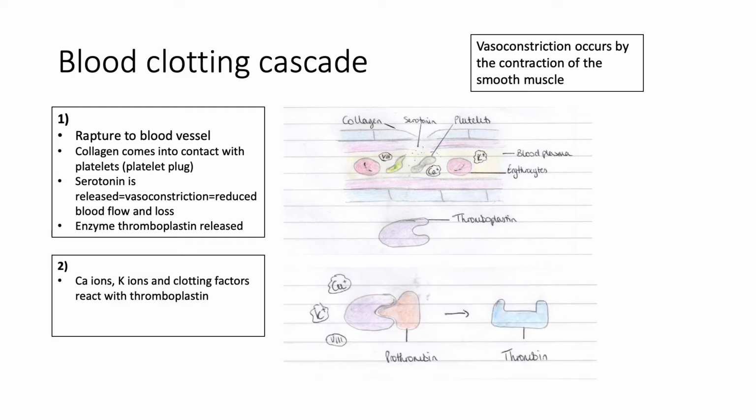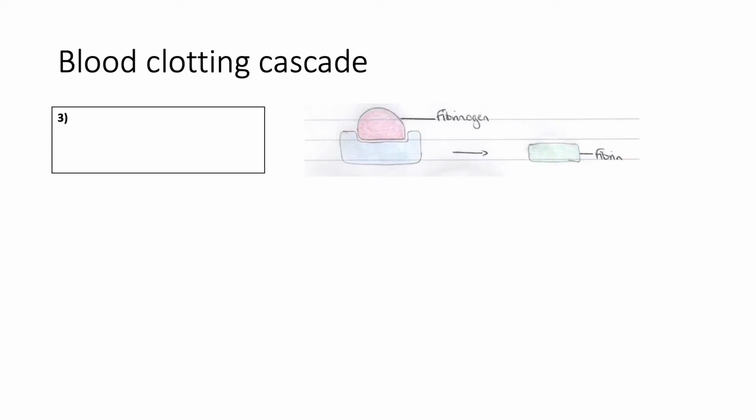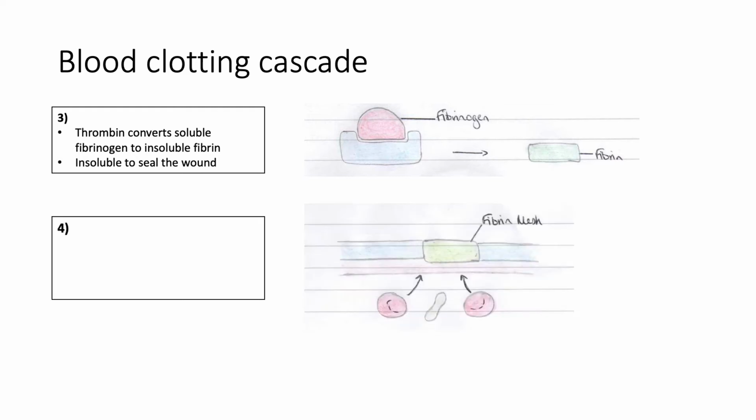In phase 2, calcium ions, potassium ions, and clotting factors react with that enzyme. This converts prothrombin to the enzyme thrombin. In phase 3, thrombin converts soluble fibrinogen to insoluble fibrin. Now, fibrin needs to be insoluble to seal the wound. Imagine if it was soluble, it would just dissolve away.